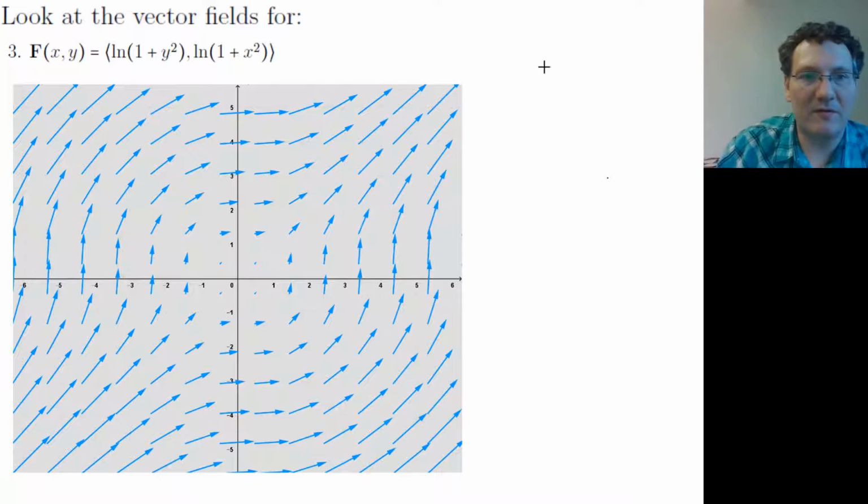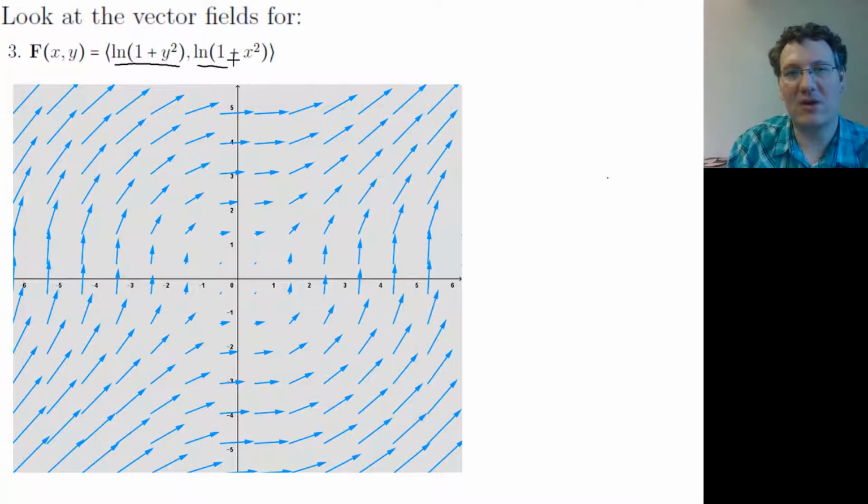So here we have another vector field. This is a little more complicated, where the x coordinate is the natural log of 1 plus y squared, and the y component, I should say, is the natural log of 1 plus x squared. So you can see these vector fields can have perhaps surprising patterns in them. And software can greatly help you, because you don't want to spend your time graphing out all of these.